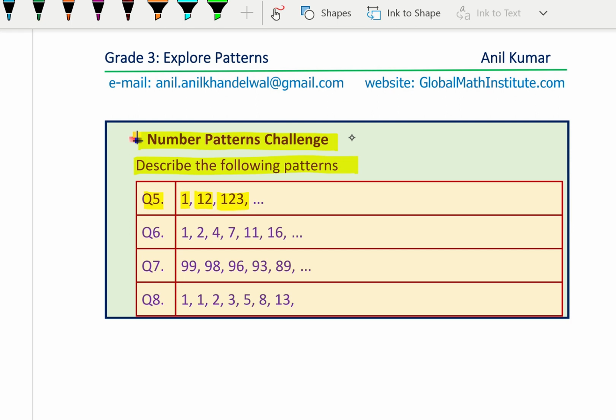Well, we can definitely extend this, but how are we going to describe this pattern? That is tricky. Question number 6 here is the pattern 1, 2, 4, 7, 11, 16, and so on. How are we going to describe this one? We'll think about it, right? And then question number 7 is 99, 98, 96, 93, 89. And question number 8 is 1, 1, 2, 3, 5, 8, 13. Well, slightly difficult questions for you. So that we will leave here as an assignment. Is that clear to you?